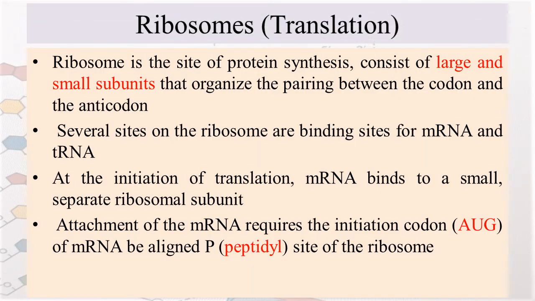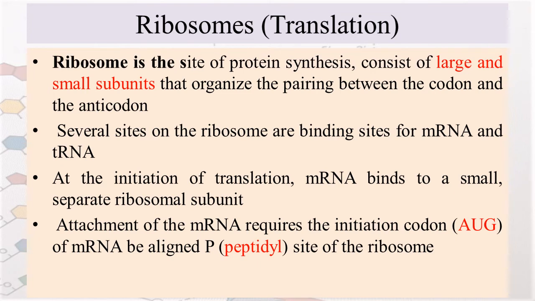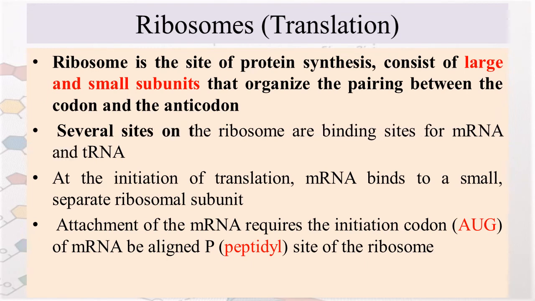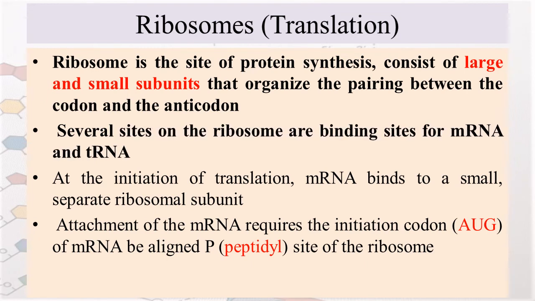Now we'll study the ribosomes, which play a very important role in the process of translation, because ribosomes are the protein synthesis machinery, and these are scattered in the cytoplasm. So newly transcribed messenger RNA must leave the nucleus to get attached to the ribosomes. Ribosome is basically the site of the protein synthesis, which consists of 2 important units, smaller and larger units, that recognize the pairing between the codon and the anticodon regions. Several sites on the ribosome are binding sites for messenger RNA.